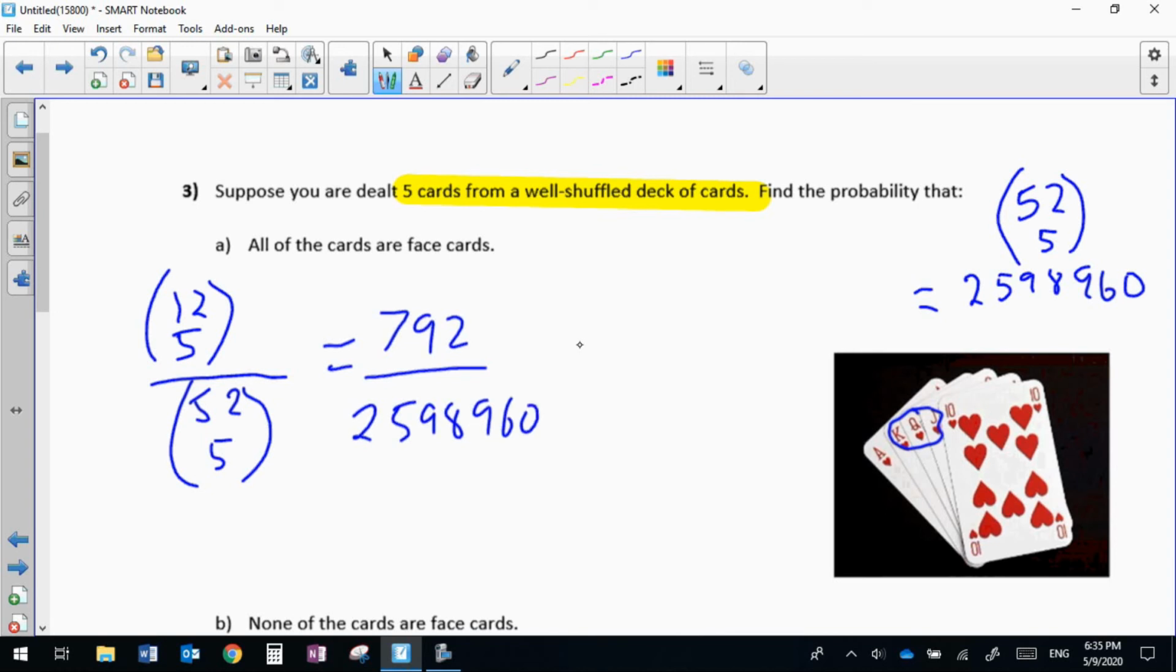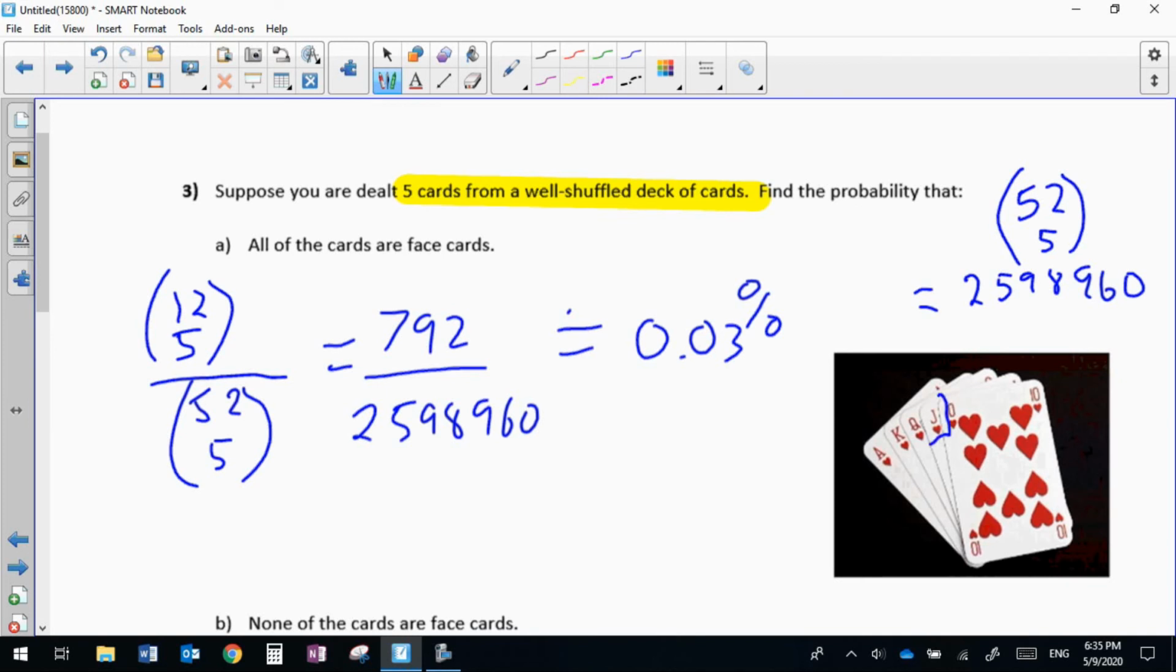It's a very low probability. It's really low, actually. It's about 0.03%. If it helps, this is how I think about this. 52 choose 5 is all the possible poker hands. If I were to write down all the possibilities, that's how many I'd get. 12 choose 5 is the number of ways you can write down 5-card hands that are all face cards.